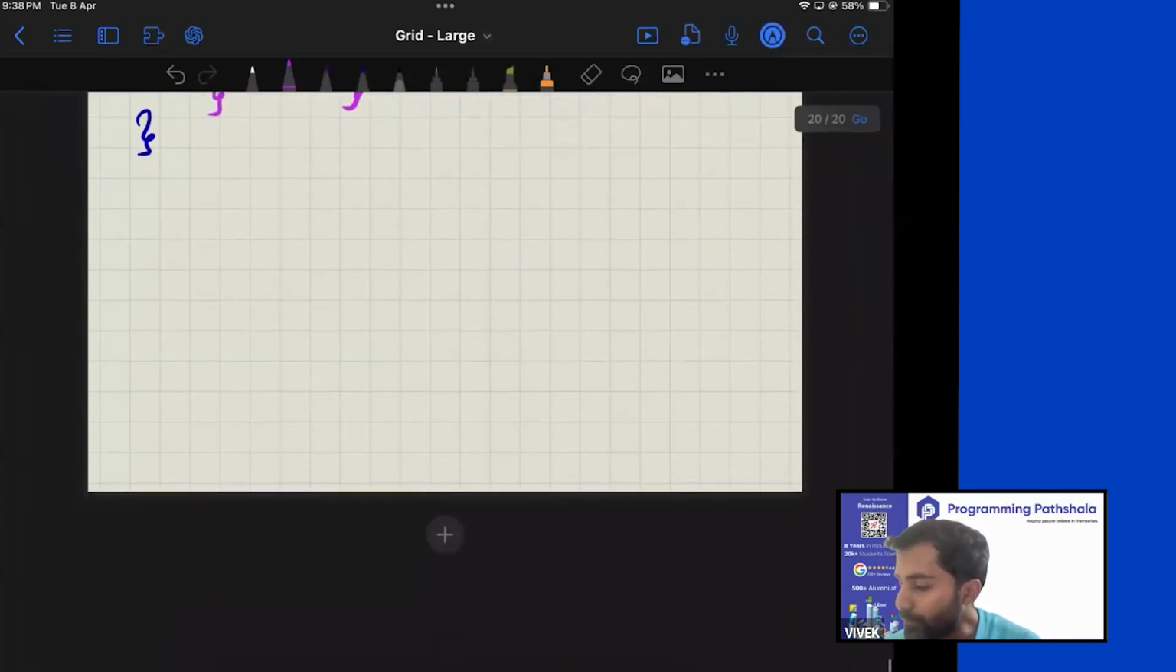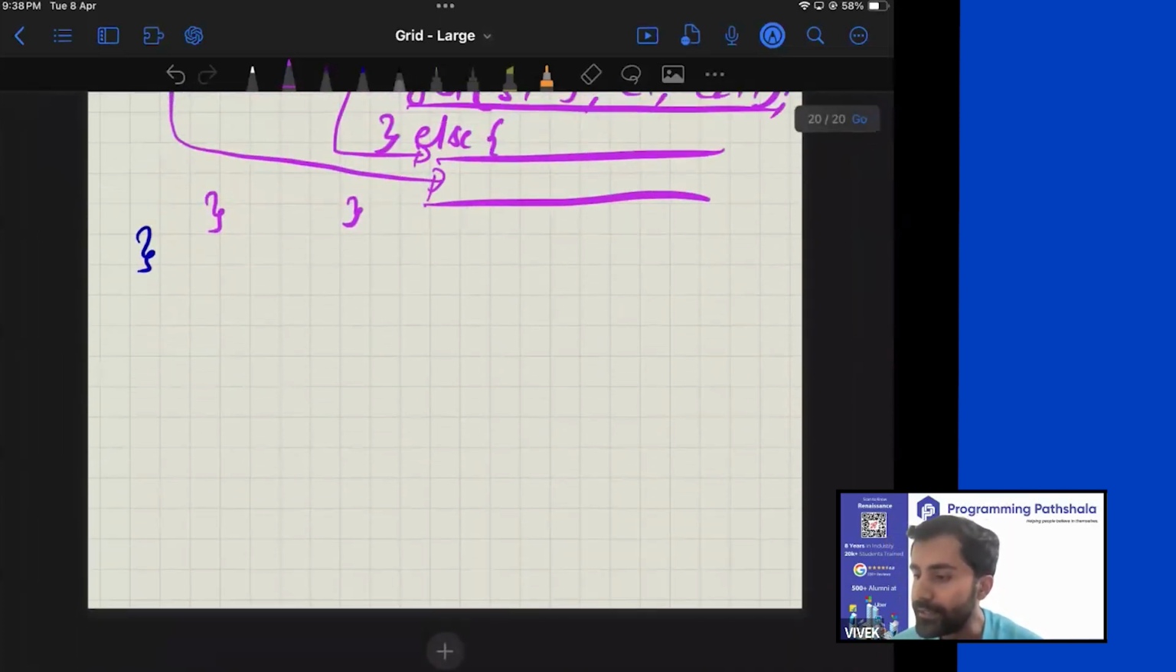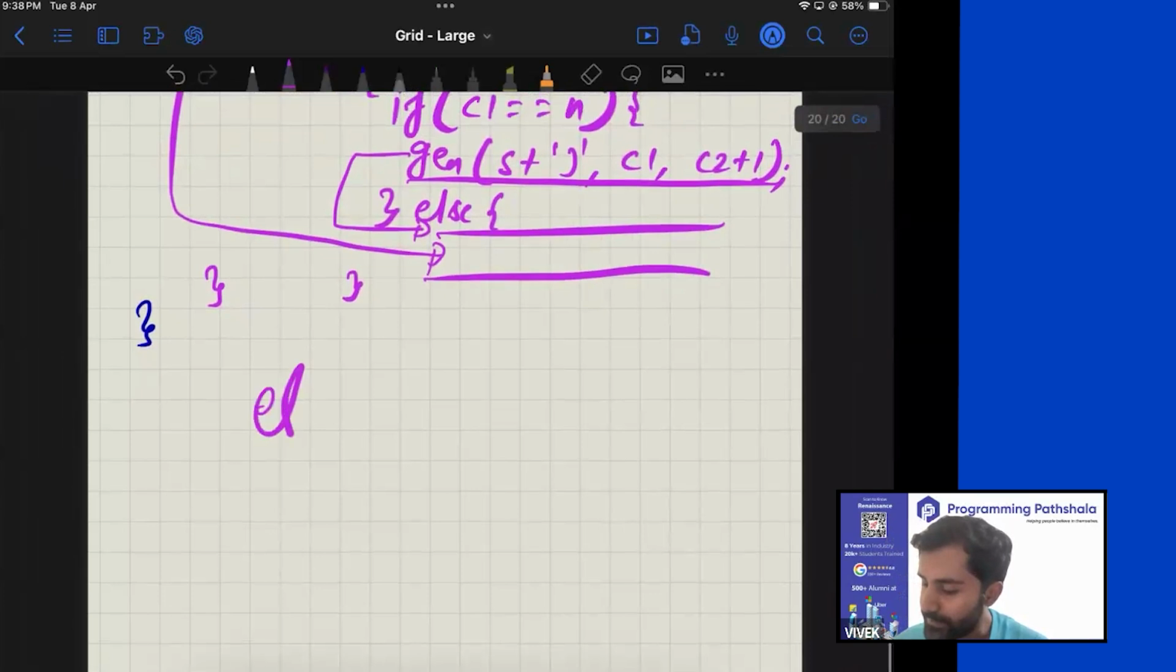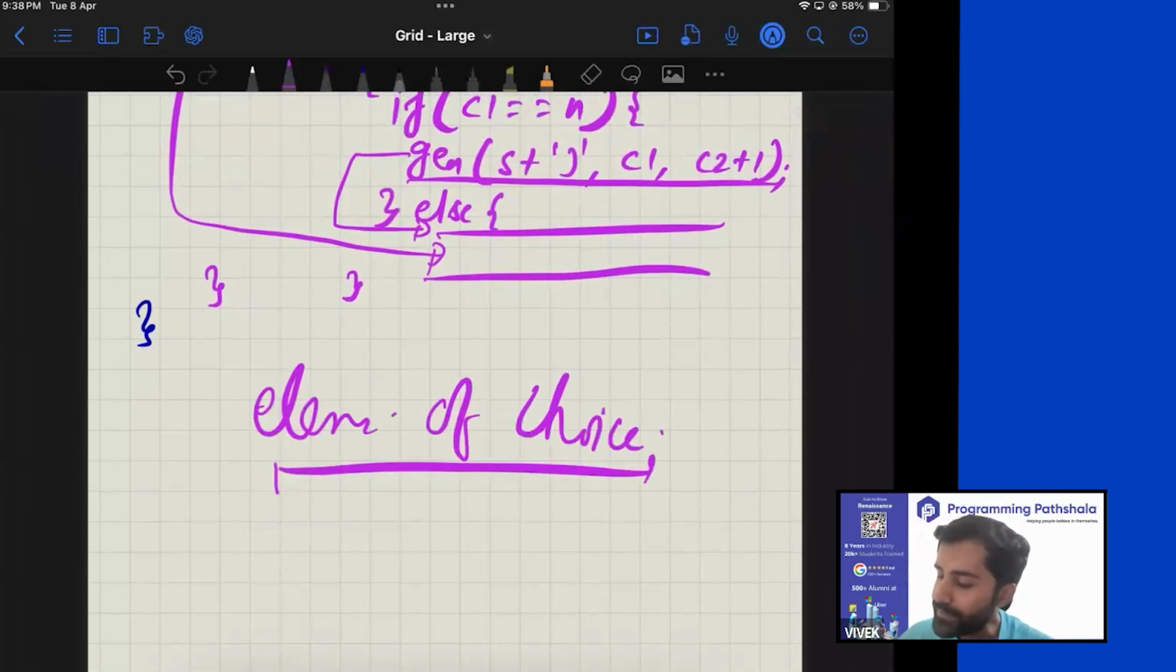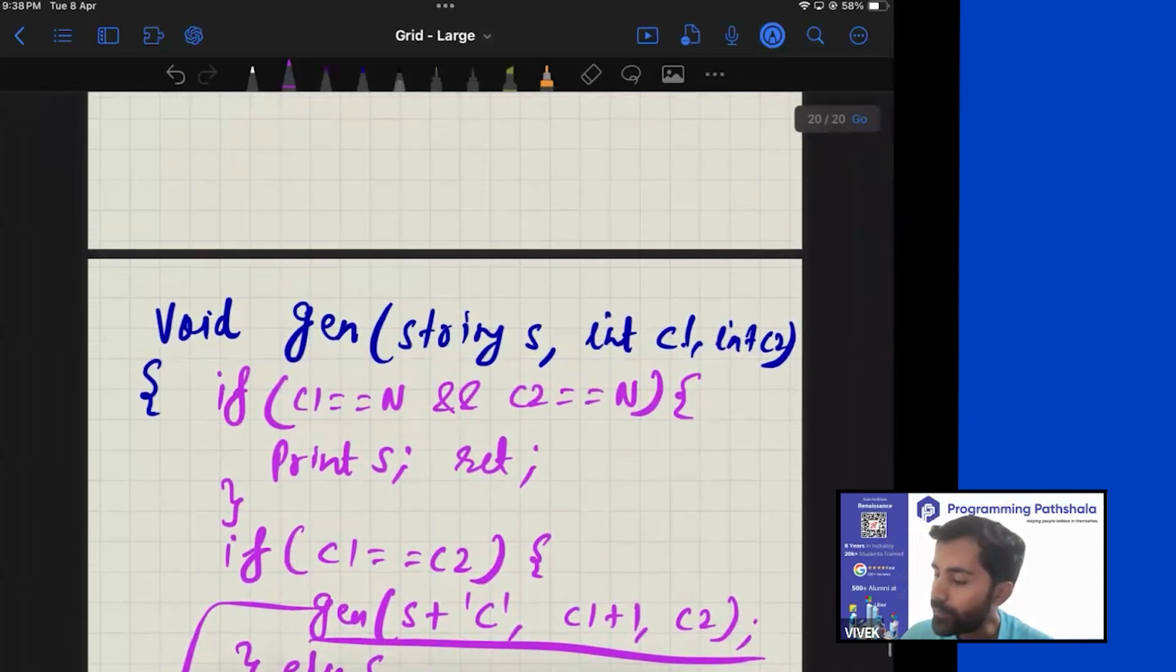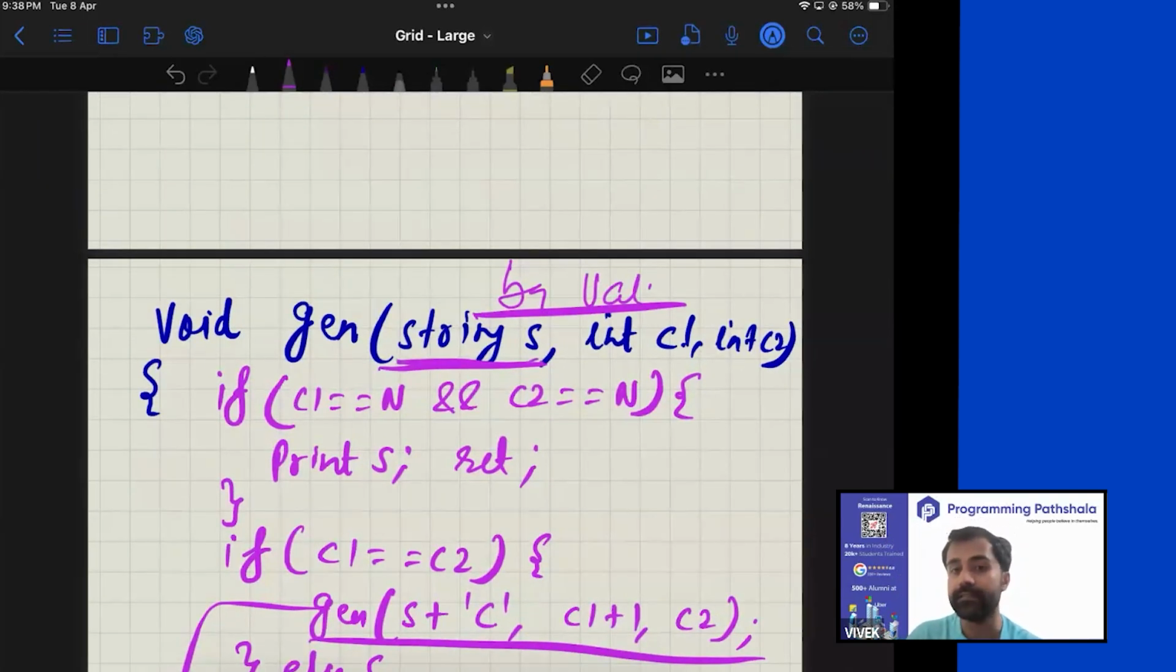You need to practice a lot of questions based on the idea of elements of choice. See, there is no backtracking over here. Why is there no backtracking? Because we are passing this string by value. We are not passing this by reference. If you pass this by reference, in that case, you will have to backtrack. Consider it as food for thought: just think how you would go about solving this question if you were to pass this string by reference instead of passing it by value.